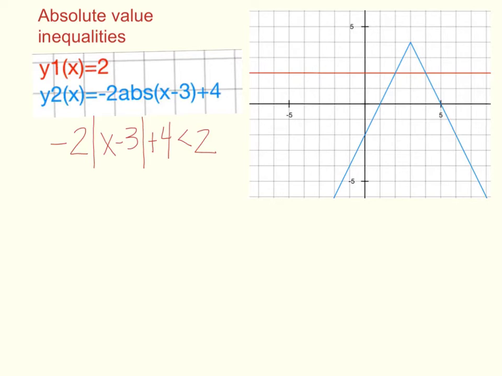So the two places where it should be true is pretty much any x that you plug in this way or any x that you plug in this way. So it should be that as long as the x's are less than 2 or that the x's are greater than 4, it should be true. Let's go ahead and check it out and see if we can accomplish that. We'll move the same thing. We'll move the 4 over first.